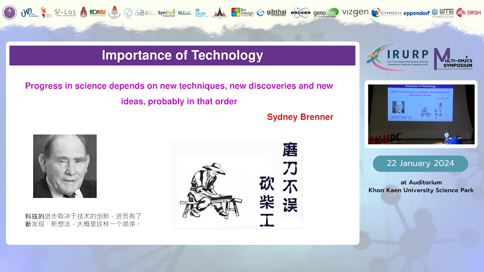I'd like to start my talk with a quote from Professor Sidney Brenner. He said, progress in science depends on new technologies, new discoveries, and new ideas, probably in that order. Professor Brenner is a Nobel Prize winner for his contribution in developing C. elegans as an animal model for research. So as a biologist, he reckoned technology is very important. Also in Chinese words, some of you may be able to read, we always believe that technology is very important.